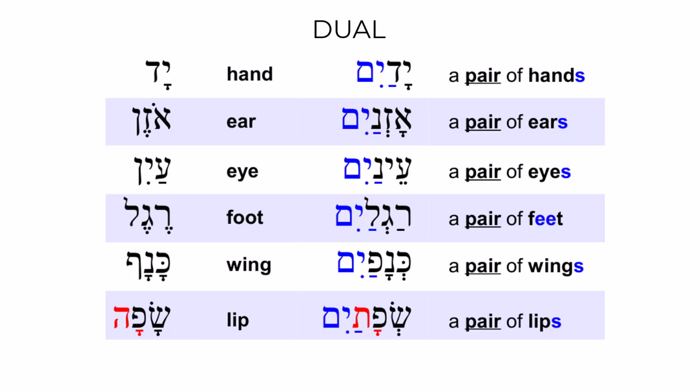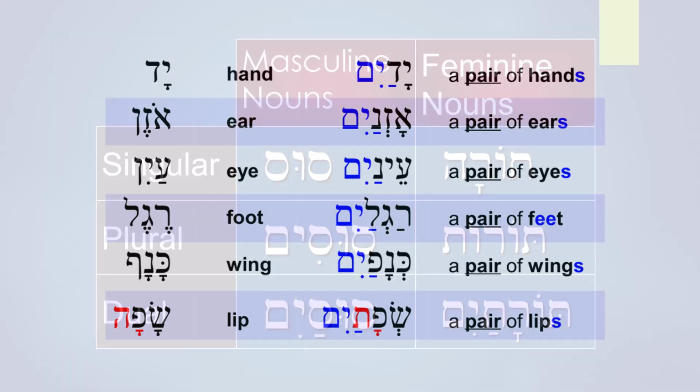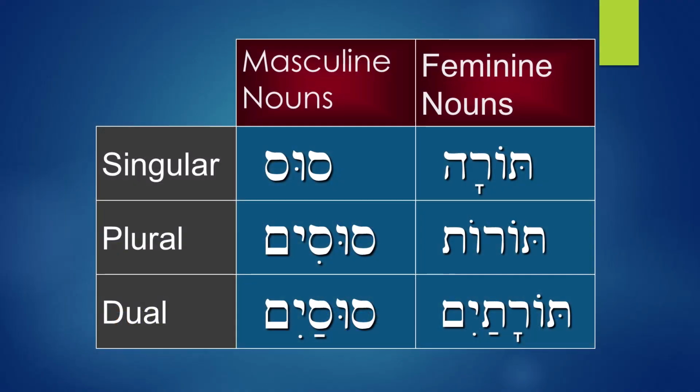Safa means lip. Safa. If you want to say many lips, it's going to be sefatayim. Sefatayim. That's going to be a pair of lips. Sefatayim. So the ending for the duo is patach, yod, hirek, mem. Patach, yod, hirek, mem. Ayim. That's important to know. Here's a summary of what we looked at.